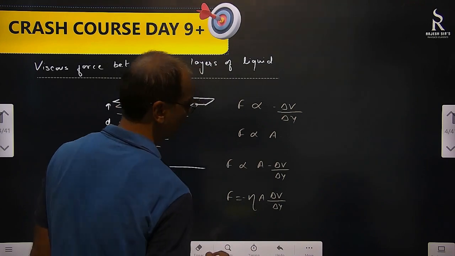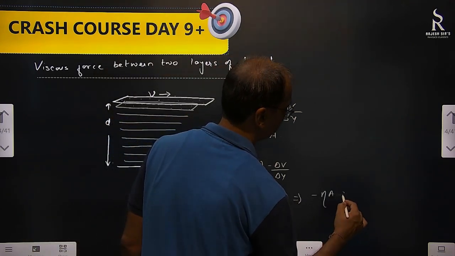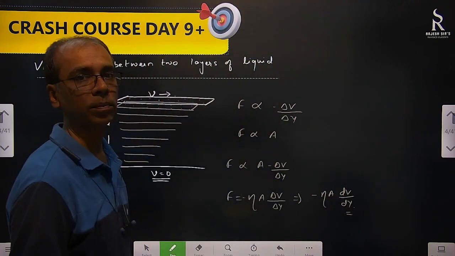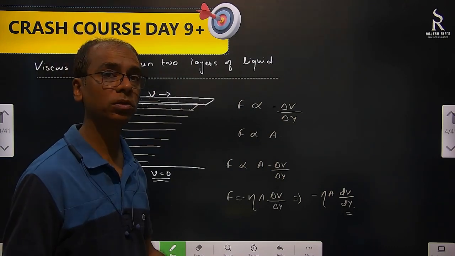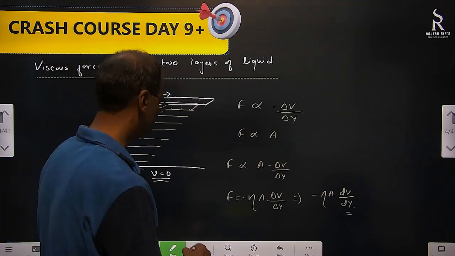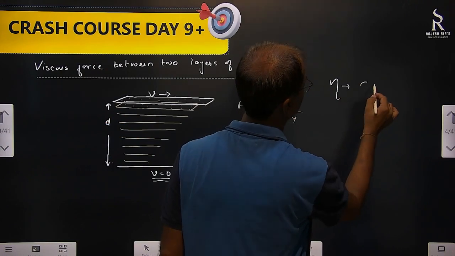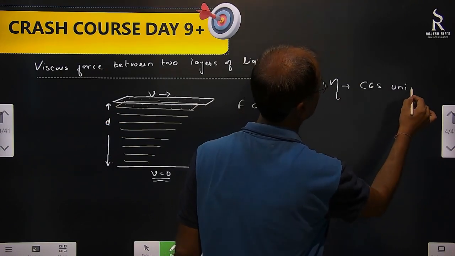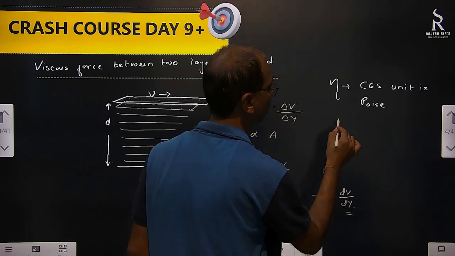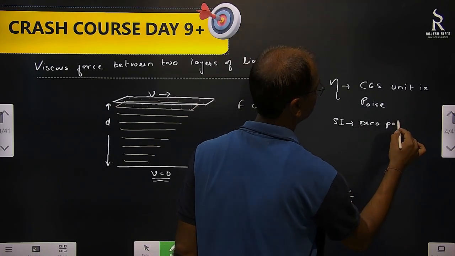Okay, minus here. Or normally we write it as minus eta A dV by dy. Now coefficient of viscosity, we didn't talk about its unit, right? What is its unit? Its unit is poise. CGS unit is poise, and SI unit is decapoise. Decapoise means 10 into poise.